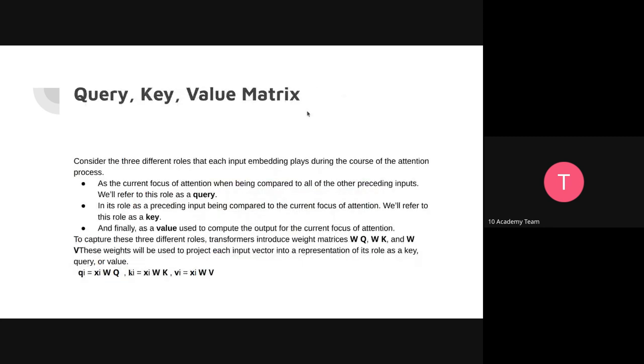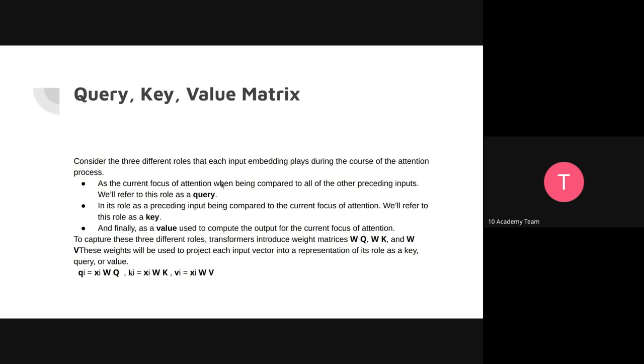Here is when I'm going to introduce three matrices, the query, key, and value matrix. Okay, so the formula here is wrong, it should be W2 and Q is like a superscript.